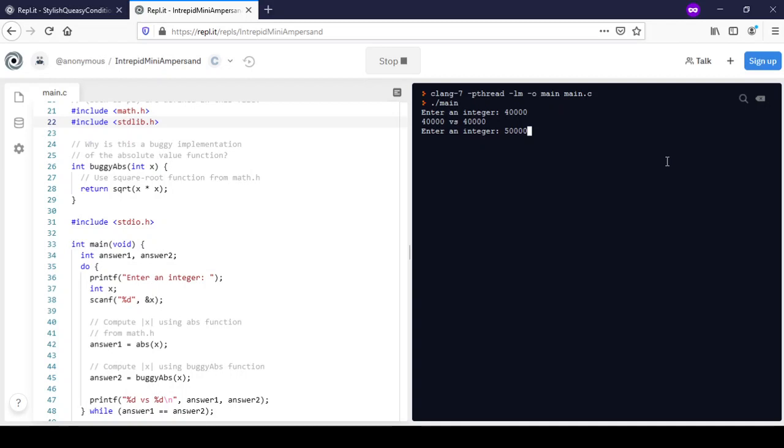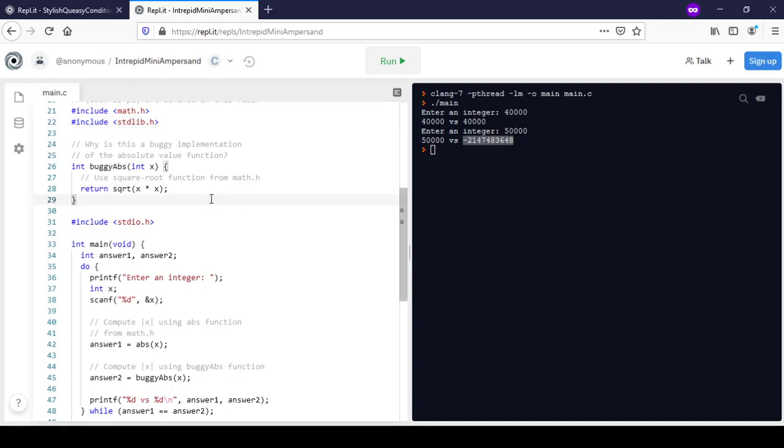That's a representable integer. So let's try it with 50,000. And in this case, you see that the buggy ABS function has returned a clearly nonsense answer. I mean, how can the absolute value of 50,000 be this crazy number? It turns out that this crazy number is the minimum representable integer. But what is going on?